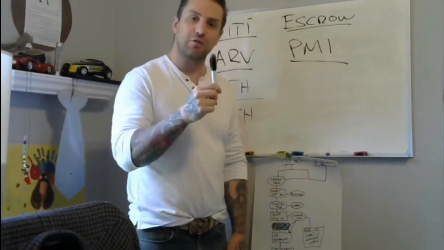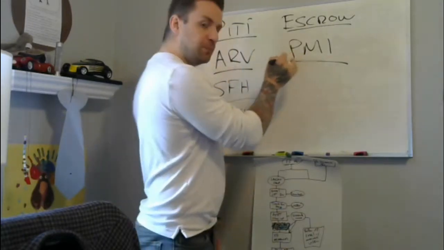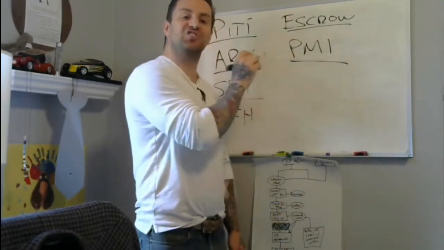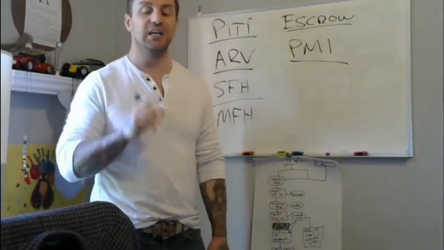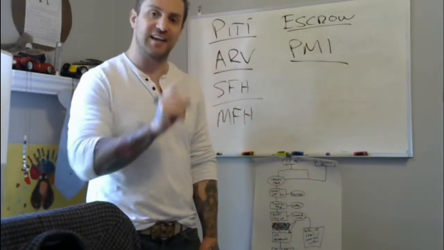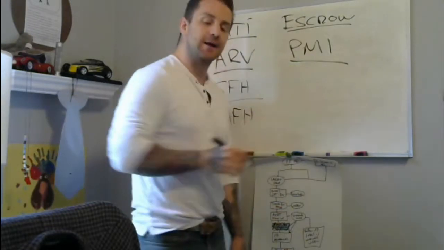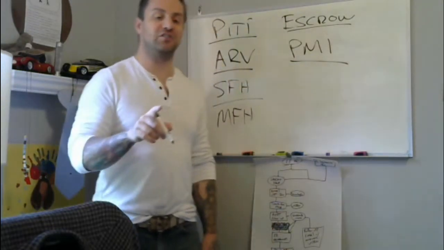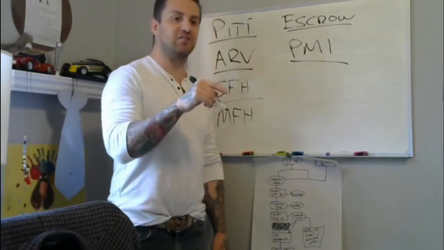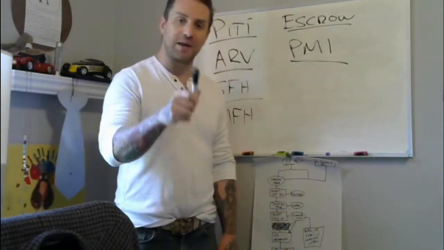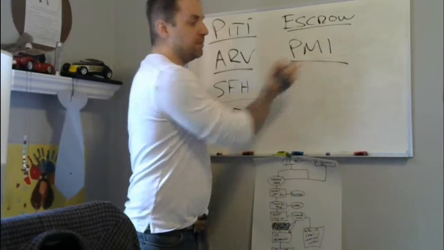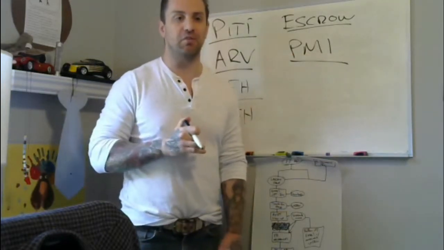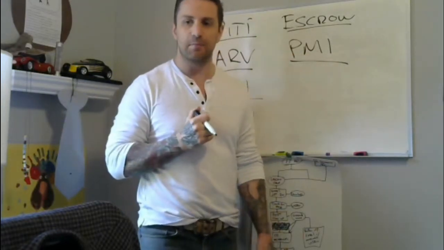Now, here's the other thing to note. You can get rid of PMI as soon as you have 20% equity in your property. So let's take an example. Let's say you buy a property and only put 10% down, but you do some upgrades to it and you get it reappraised. If it shows that you have 20% equity, you can get your PMI removed from your monthly mortgage. It's something to always keep in mind.